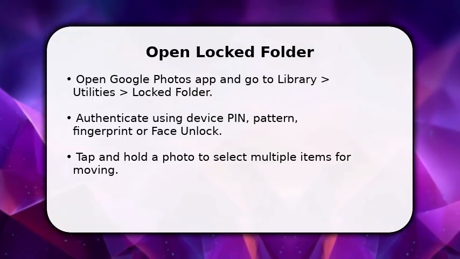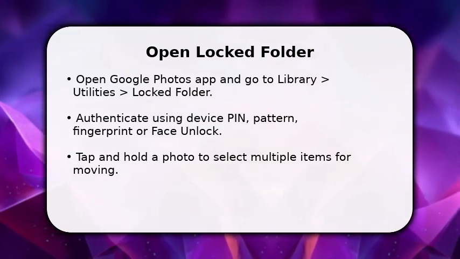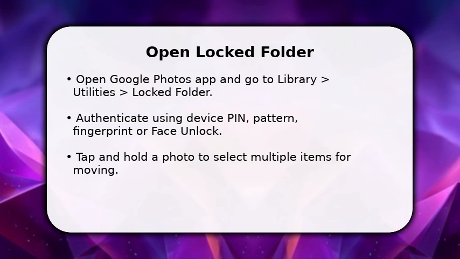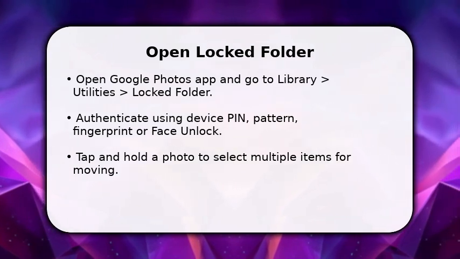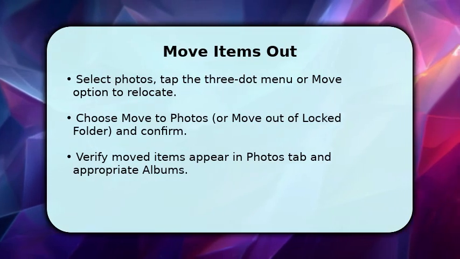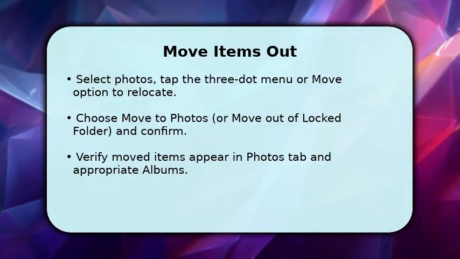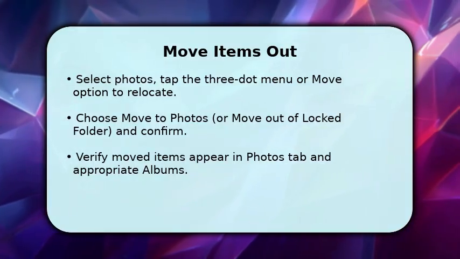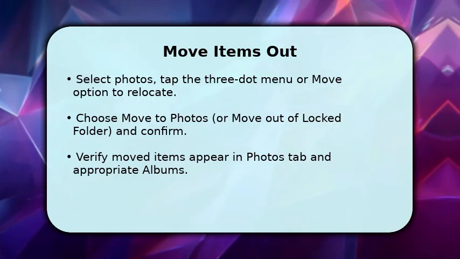After selection, note the three-dot menu or the Move option. This is how you begin transferring images back into your library. With your items selected, tap the three-dot menu or the Move icon. Choose Move to Photos or Move out of Locked Folder and confirm the action.